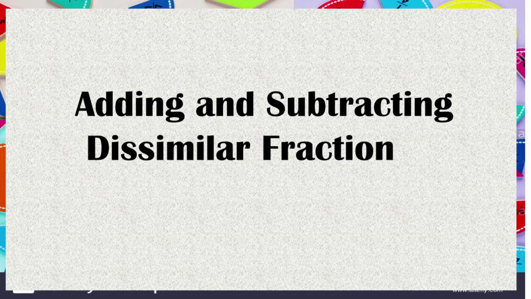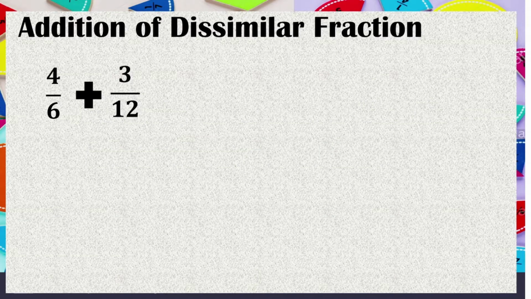Okay, so atin namang talakayin kung paano ba mag-add at mag-subtract ng dissimilar fraction. Kung sa pag-a-add at pag-subtract ng similar fraction ay napakadali, you're going to add only the numerator and copy the denominator. Ngayon, paano naman tayo mag-add at mag-subtract ng dissimilar fraction? So alam natin na ang dissimilar fraction ay magkaiba ang denominator.